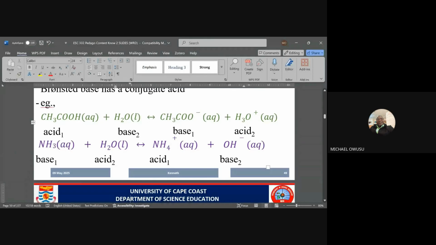So look at acid 1 and base 1. You realize that acid 1 has donated a proton. So the proton will be lost. And when it got lost, it became base 1, as we have there. That is a result of losing the H. It has become CH3COO minus. And the base, according to BL, is a proton what?